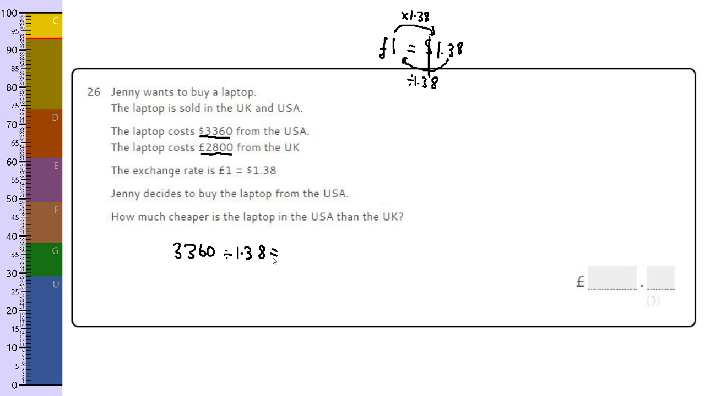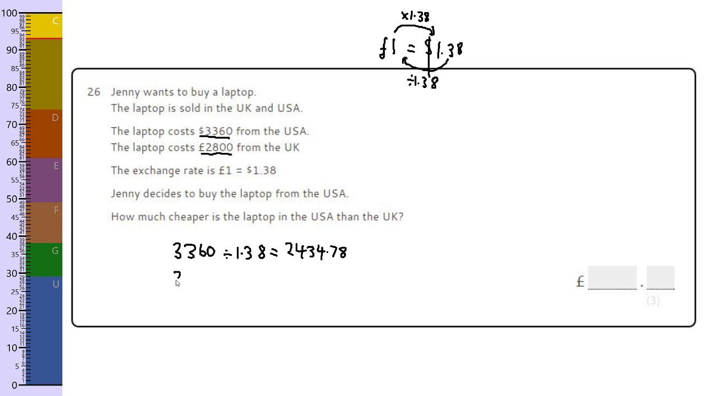3360 divide 1.38, and I get 2434.78. Now, it costs £2,800 in the UK, and I've rounded that to nearest pence, by the way. And it costs £2,434.78 in the US. So we know it's cheaper in the USA because it does tell us in the question, but it says how much cheaper.